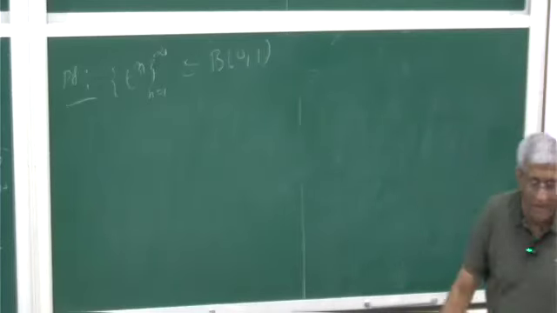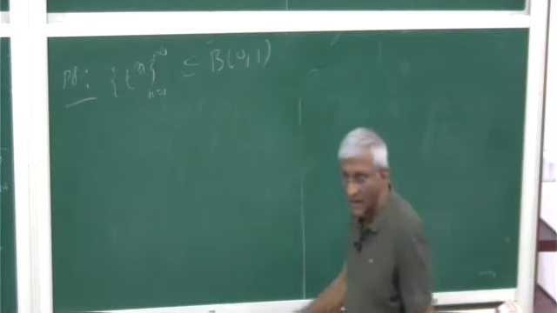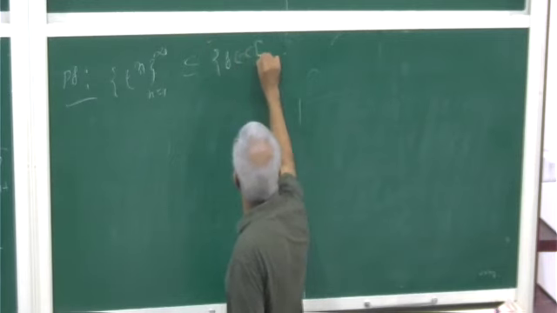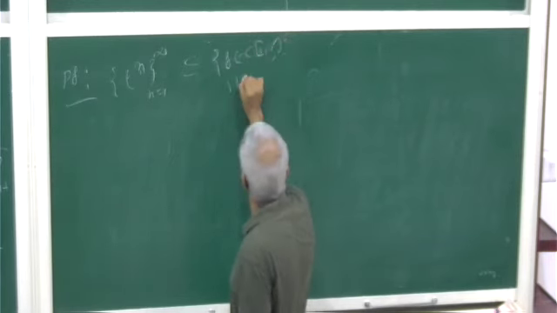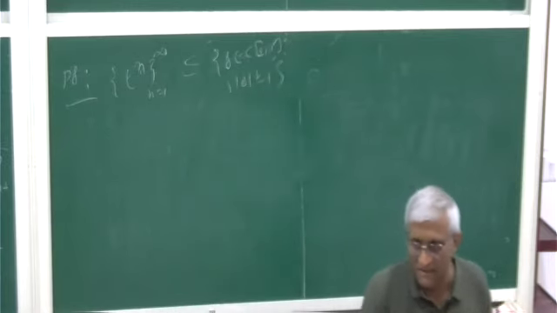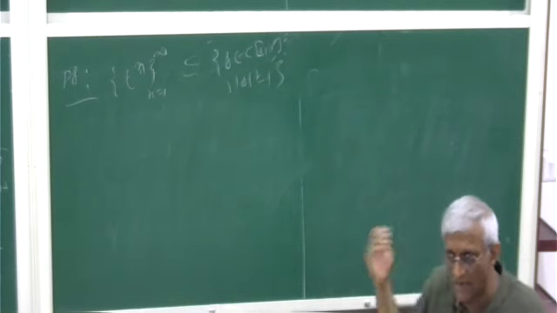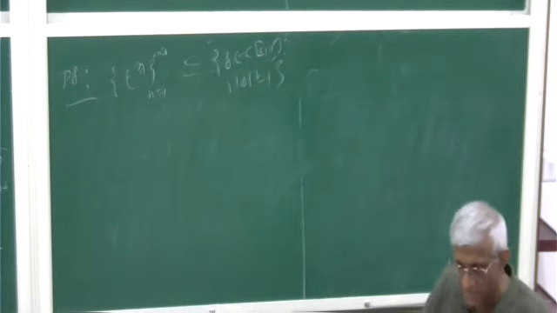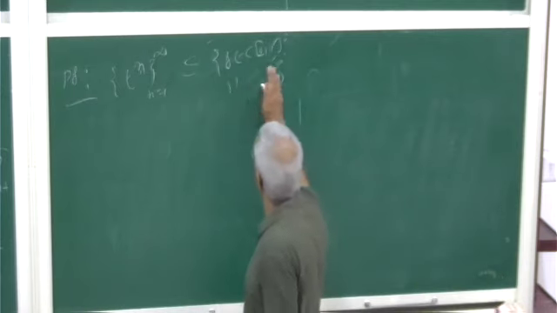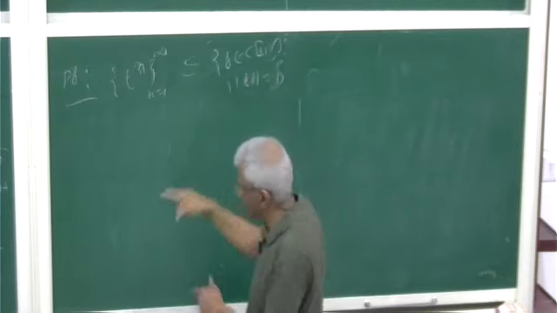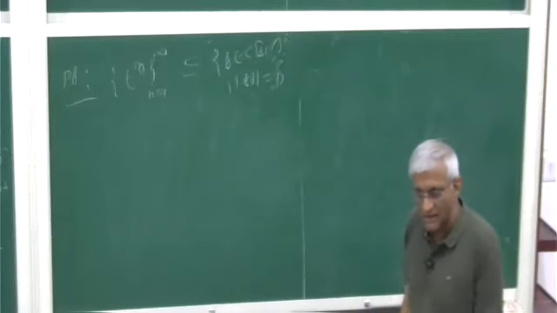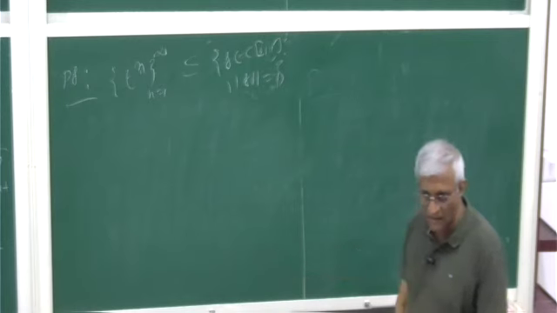I'm just saying that this is all those f in C[0,1] such that norm of f equals 1. We want to show that this is not compact. I wrote a notation which need not be there, it was just a remark. You can take equal to 1, or less than or equal to 1. If this is not compact, then the bigger set cannot be compact. Both are closed. If this is not compact, that is also not compact.